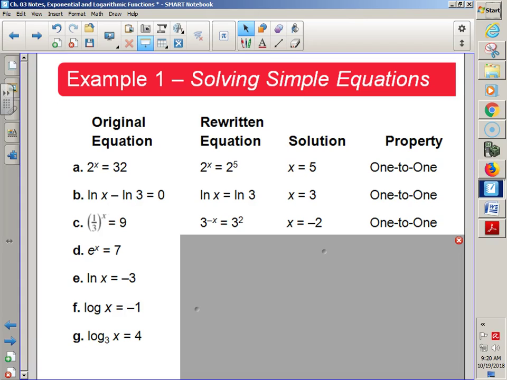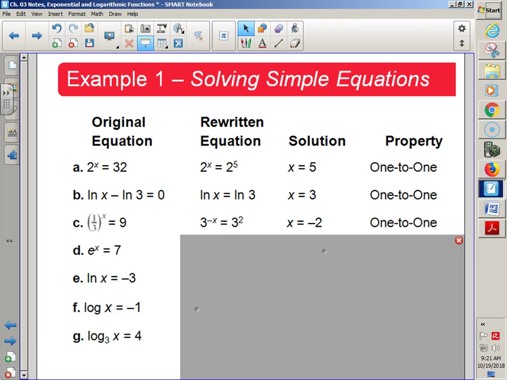Did we rewrite D? Okay, 7 is e to the power of 2.71828, 2-ish? No, we didn't rewrite 7 as a power of e. We can't. So what did we do instead? Why did we use natural log? Because it's an inverse. Careful.